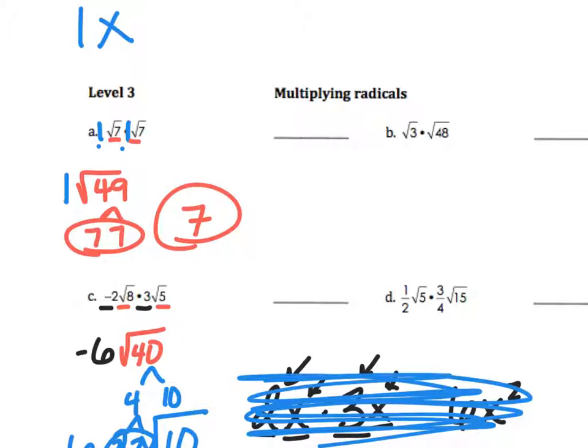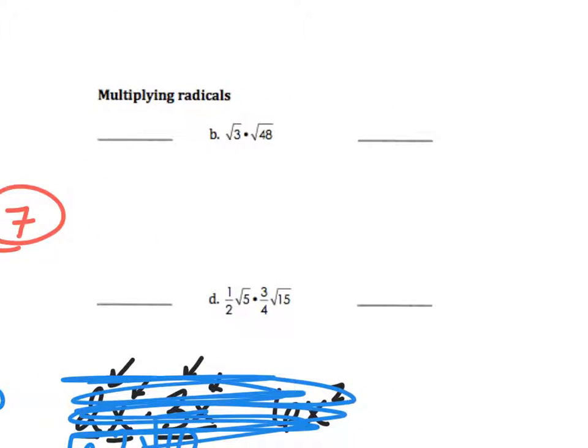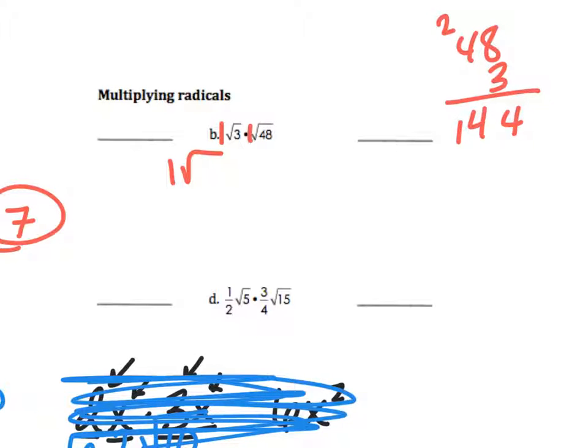Okay, going over to B. You have no numbers outside the root, so it's just 1. So I got 1. And then 3 times 48, let's see, 3 times 48 is 144. Okay, and 144 is a perfect square. That breaks down into 12 and 12. So your answer for this one is 1 times 12, or just 12.